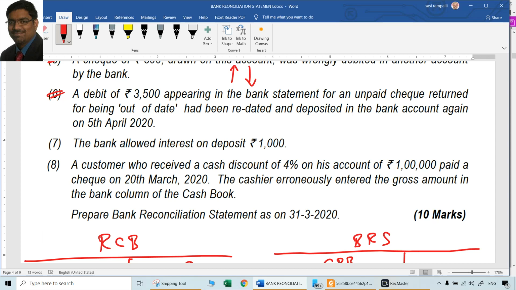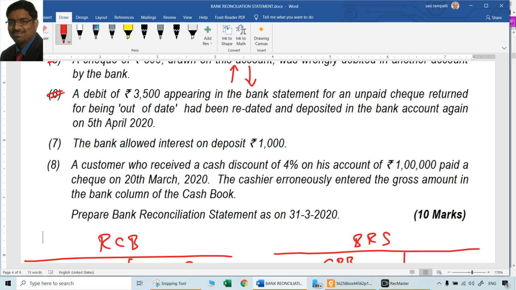Then definitely our cash book we would have debited. Afterwards, that check was dishonored because it is out of date. It is as good as dishonored, returned. What would the bank have done? It would have debited. That's what it did. But we have not done that yet.